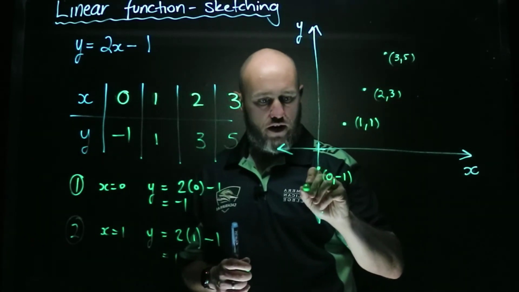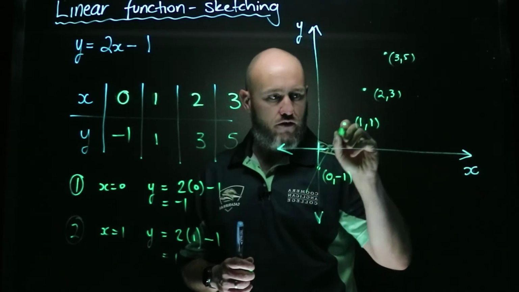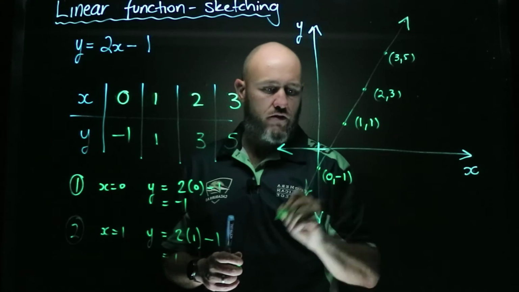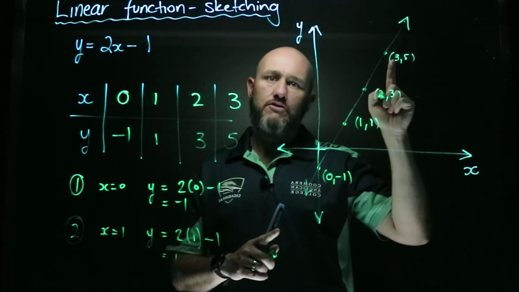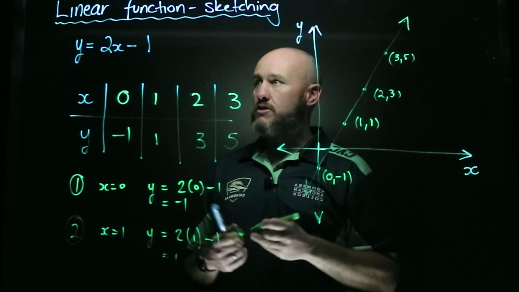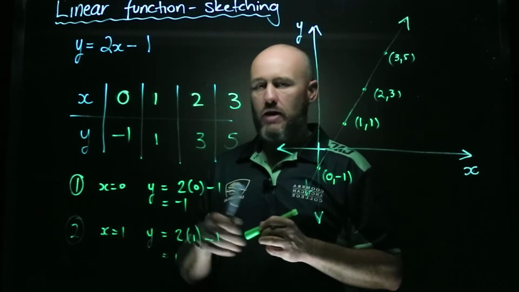Now of course I need to recognise that the straight line doesn't just stop at those data points. It does go on, it's just that I've chosen 0, 1, 2, 3, but it goes in either direction as well, so I've got those arrows again to show that. So that's sketching a linear function from a table of values.